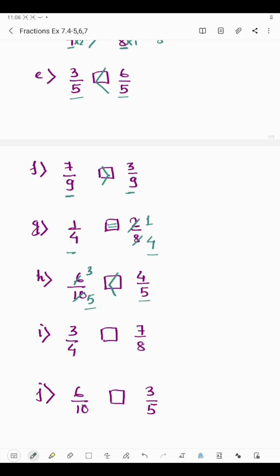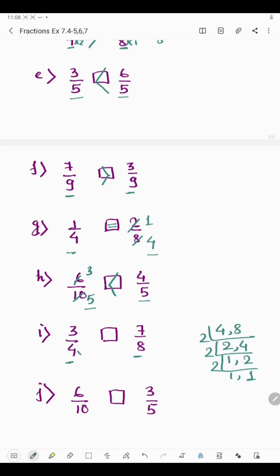Now in the I part we have 3 by 4 and 7 by 8. Now 3 by 4 and 7 by 8 both are in reduced form, or we can say that simplest form. So here we will have to make the denominator same. So here we will have to find the LCM of 4 and 8. So 2 2s are 4, 2 4s are 8, 2 1s are 2, 2 2s are 4. Then 2 1s are 2. So if you multiply this, 2 into 2 into 2 is 8. So we will have to make the denominator 8.